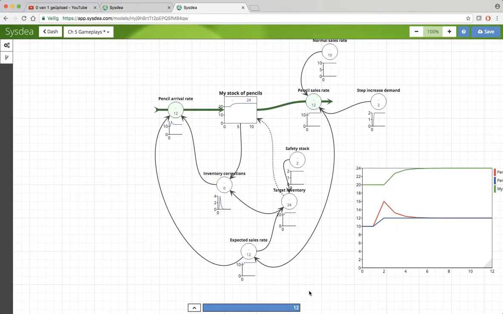Hi, this is Henk Akkermans and this is Supply Chain Dynamics Chapter 5, Sysdea Gameplay 2, the second pencil shop example. Well, it's the same pencil shop, but we add a little more realism to it.